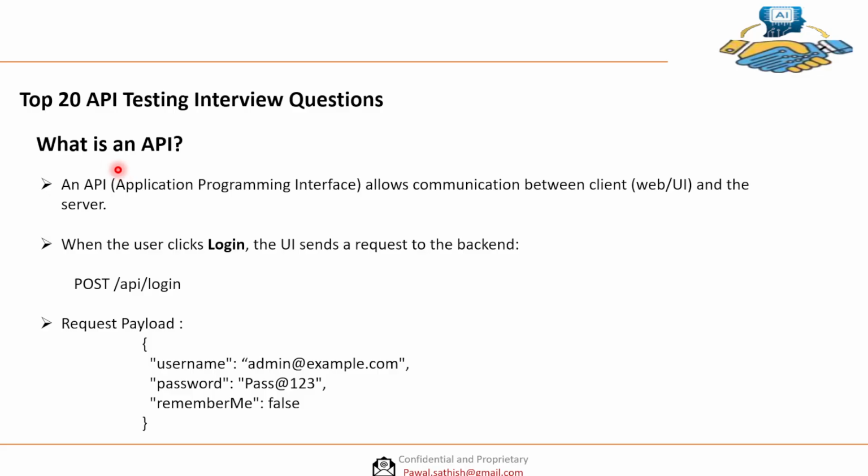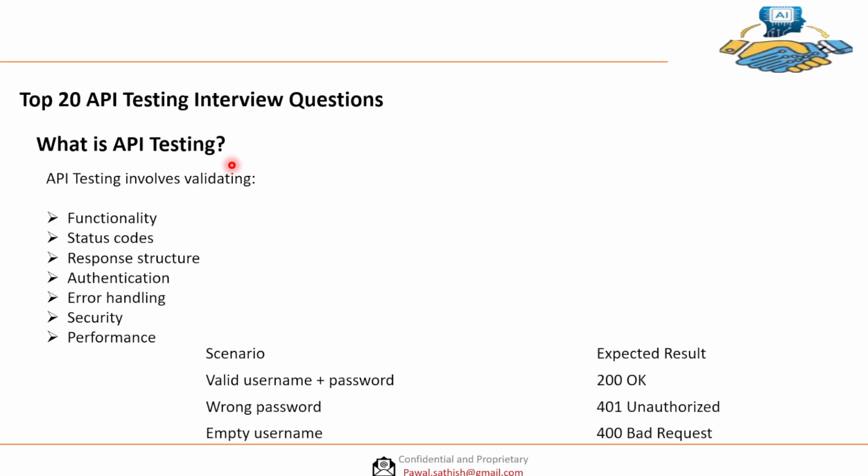As I mentioned, API is nothing but the application programming interface. It allows the communication between the client and the server. Then, what is API testing? API testing involves validating the functionality. It also validates the status code, whether it's a 200, meaning we got the response correct. Then the response structure. What is the response structure? It also verifies the authentication, then error handling, security, and performance.